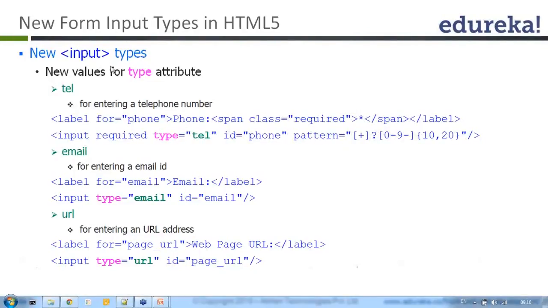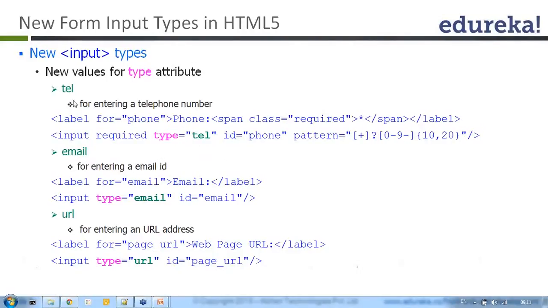So whatever we'll be discussing today are the new input types which can be used in HTML5 forms. Note that input is a tag, as you can see here, and it has an attribute called type. Type will take different values, and depending upon the value you give to type, a different input control will be displayed on the browser.